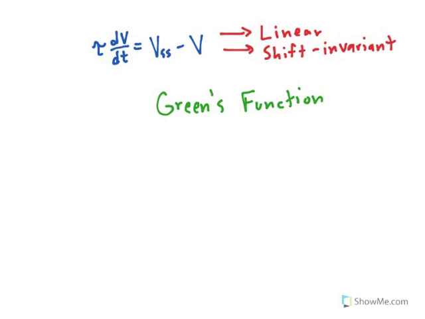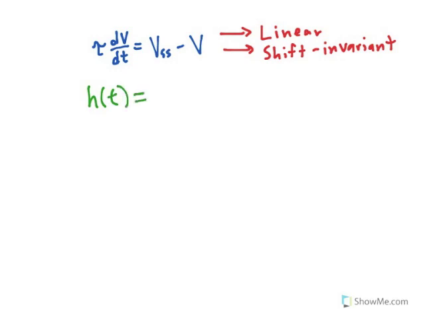Okay, so what does this mean? What is Green's function, and what is the impulse response of a system? So Green's function, which we will call h of t, and we will draw in green, of a system L, is the response of that system to a delta, or Dirac delta function.